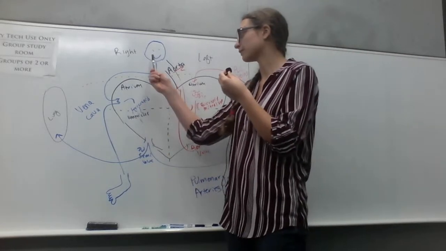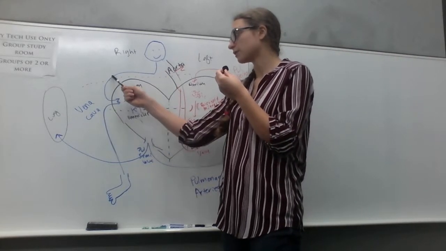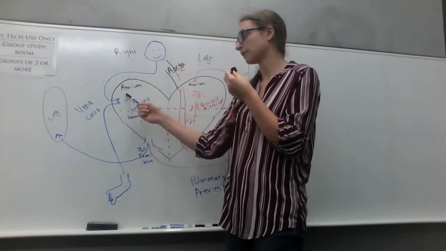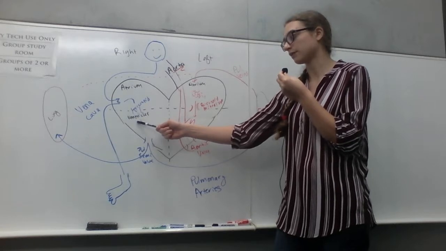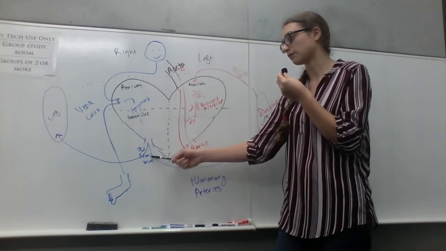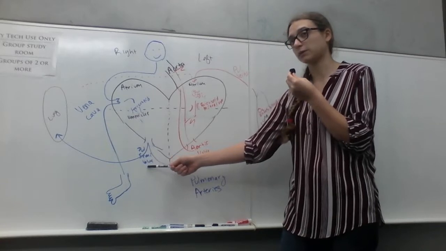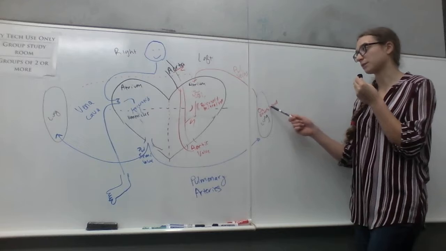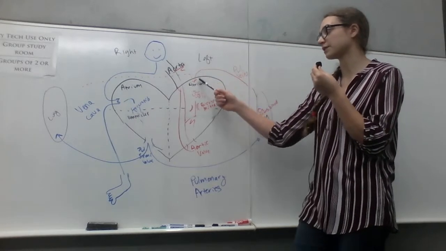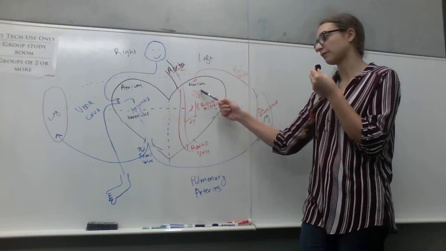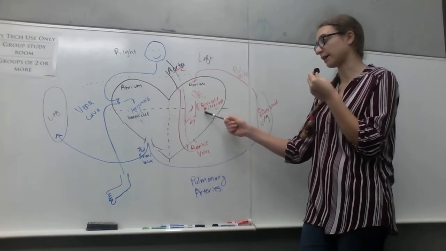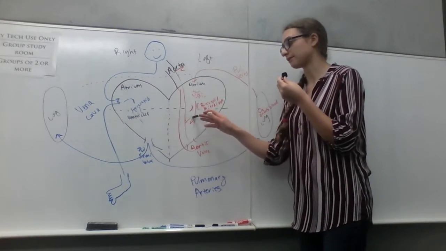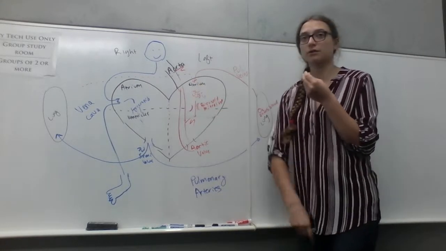So just a recap, we have our vena cavas, our superior and our inferior vena cavas. Blood goes to the right atrium, through the tricuspid valve to the right ventricle, out of the right ventricle through the pulmonary semilunar valve, and into the lungs. From the lungs, it goes through the pulmonary veins into the left atrium, from the left atrium into the bicuspid, also known as the mitral valve, then to the left ventricle, and out through the aorta into the rest of the body.